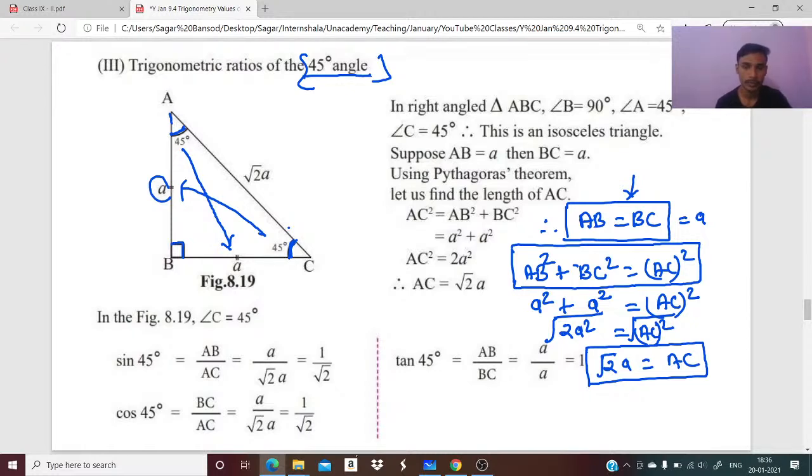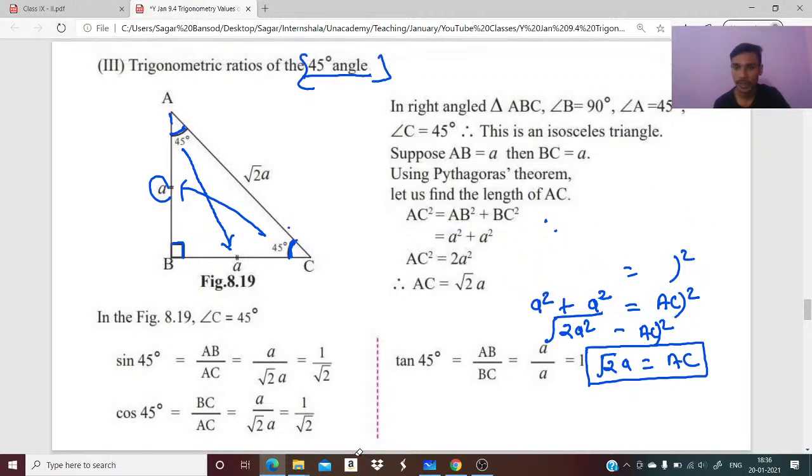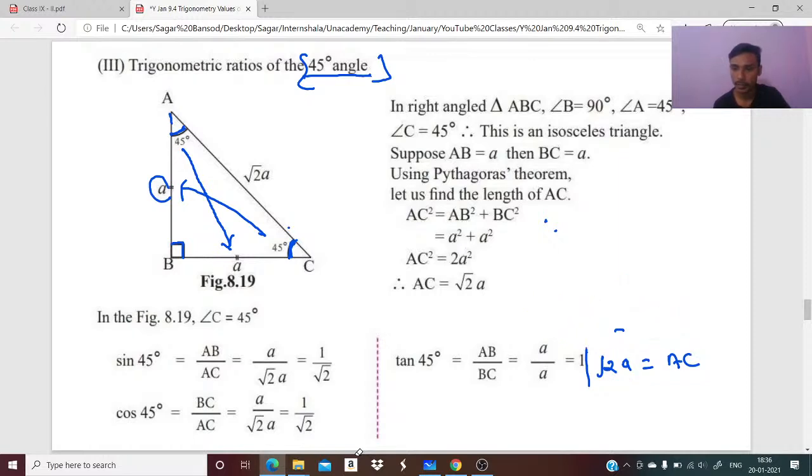So now for going further, let me erase this, and I guess you have noted all these points which I have just told you. So let me erase now, and then let me go with the sine, cos and tan ratios for this 45-degree angle.